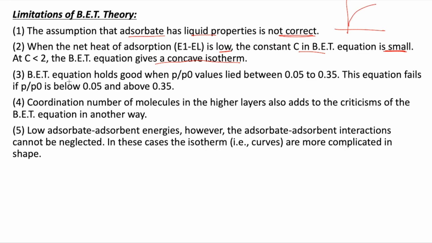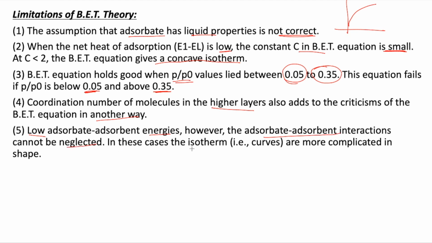Okay, so the BET equation holds good when P upon P naught values lie between 0.05 to 0.35. This equation fails if P by P naught is below 0.05 or above 0.35. So this thing you have to know, that if P by P naught is in this range, then only BET theorem is very much correct. Coordination number of the molecules in the higher layers also adds to the criticism of the BET equation in another way. And the last point says that at low adsorbent energies, however, the adsorbent interaction cannot be neglected.